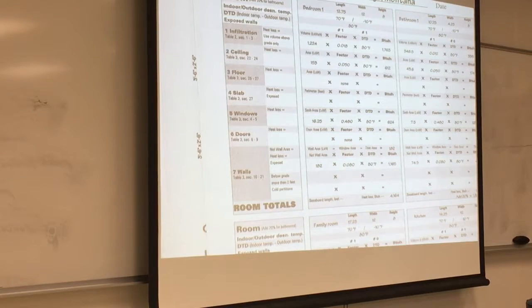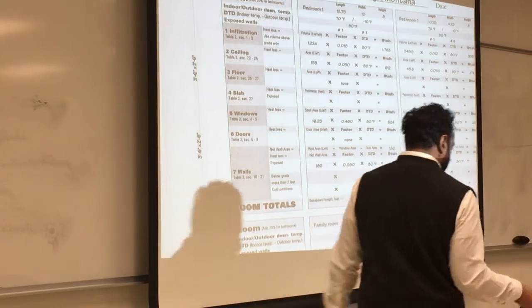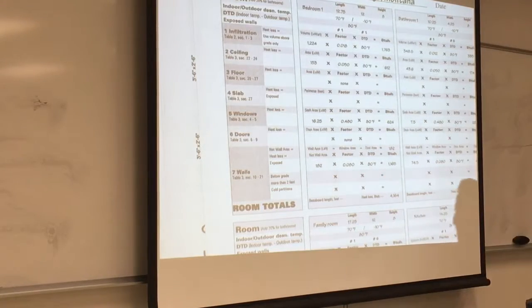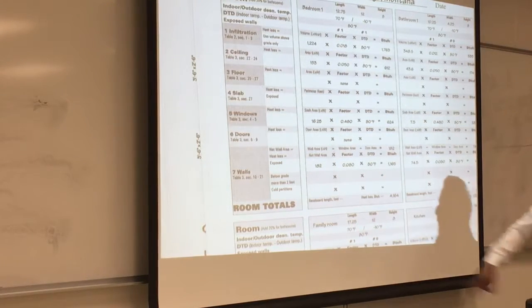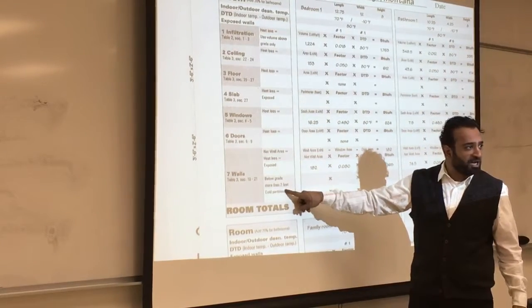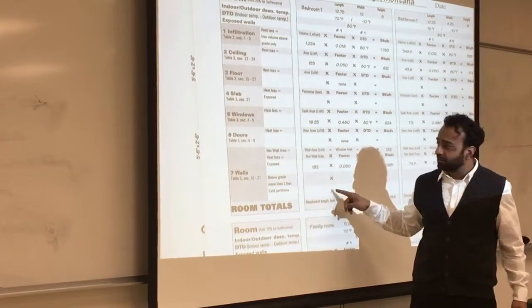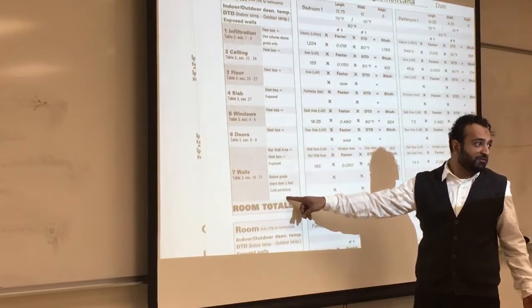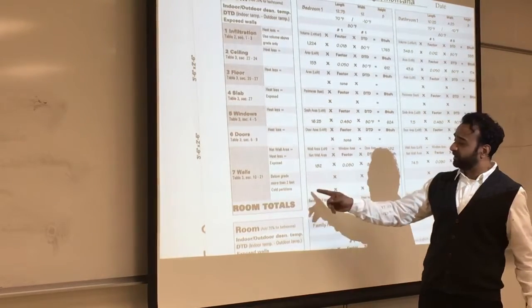Okay, let's continue with the PowerPoint. Even though there are 3 sections for the walls, you're only doing 1, right? Yes, you see what fits your category. You have exposed wall. You have below grade? No. If you do, put it in. You have cold partition? If you do, put it. If not, just cross it out. Don't put it. Leave it empty.